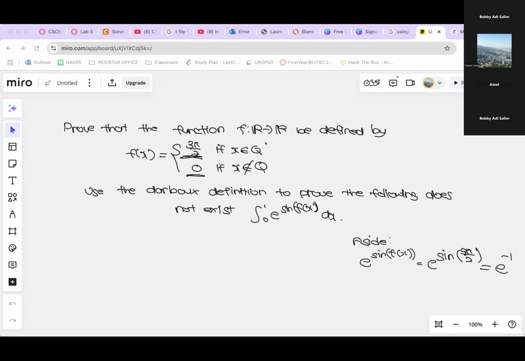If you're having a hard time, just try to draw it in the exam on the side. It's going to have pi over 2 over here, and 3 pi over 2. So sine is going to be -1, so it's e raised to -1. And for the other value, just do the same thing.